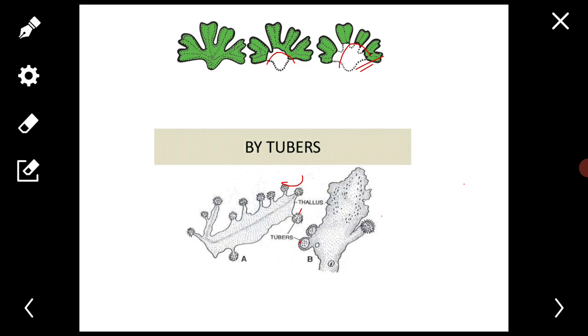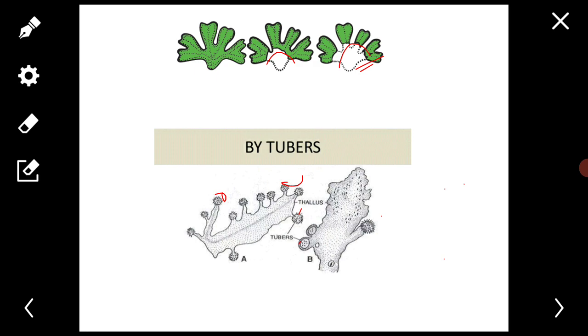The tubers develop 2 to 3 corky superficial layers which enclose and protect the inner cells, and the inner cells contain starch, oil globules and protein. The tubers survive and tide over the unfavorable dry conditions, whereas the rest of the thallus dies. The tubers perennate and grow in the next growing season and produce new thalli.